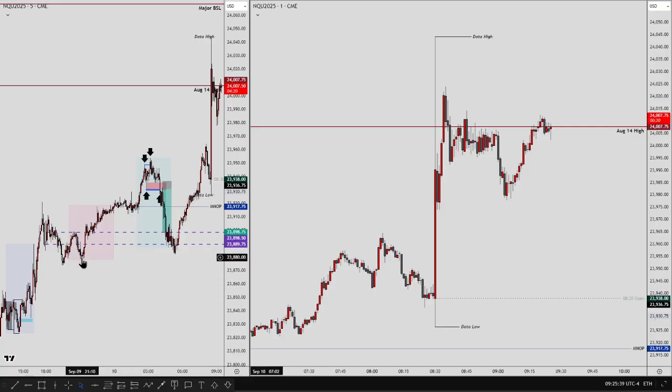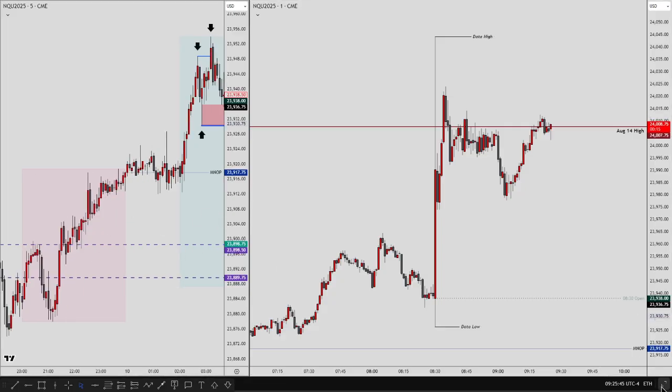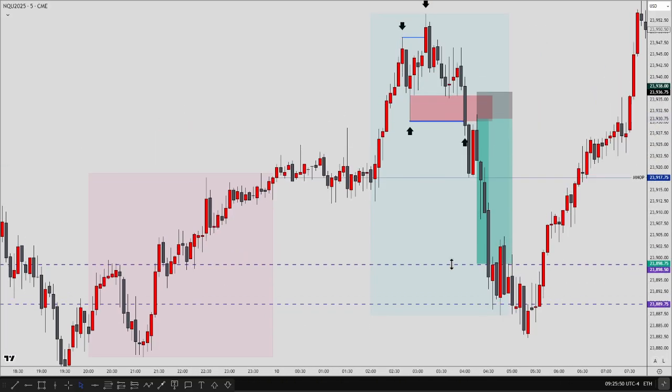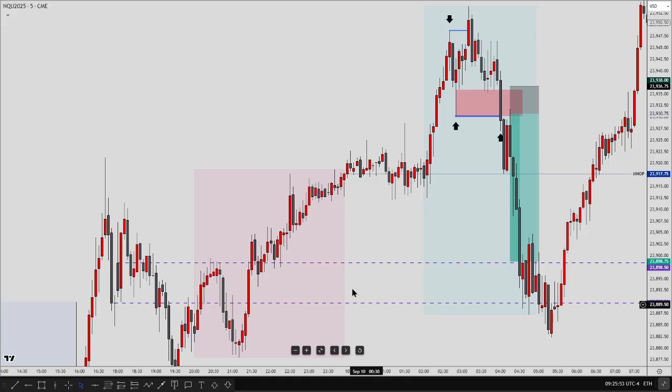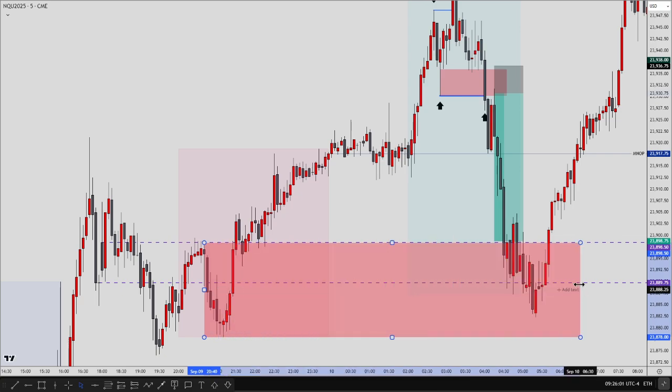So if you were in my stream, I don't know if it was yesterday or the day before that, we were talking about buyer's remorse or seller's remorse. A mitigation block is where price is going to return into a mitigation block to let buyers or sellers out of their positions. So here we have a low, high, and a higher low. With a breaker, it's a low, high, lower low. With a mitigation block, it's a low, high, higher low.